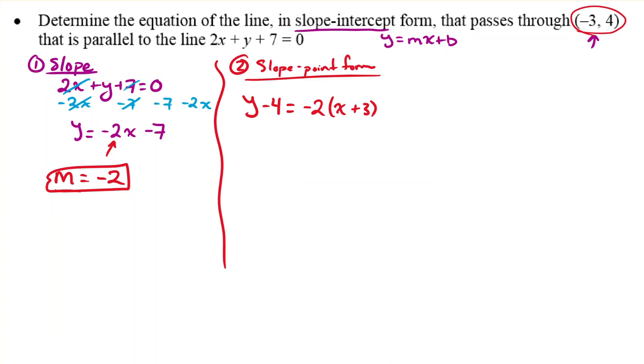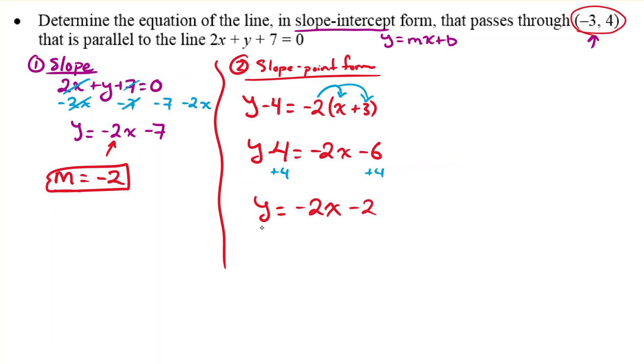Good. So now that I have it in slope-point form, I want to rearrange this so that we can put it in y-intercept form. So I will distribute the negative 2. y minus 4 equals negative 2x minus 6. And then in order to get y by itself, I'm going to add 4, add 4. So y is all by itself now. The negative 2x hasn't changed, and if I add 4, negative 6 plus 4 is negative 2. So we have now determined the equation of a line in slope-intercept form. Yes, this is y equals mx plus b. Good. Perfect.